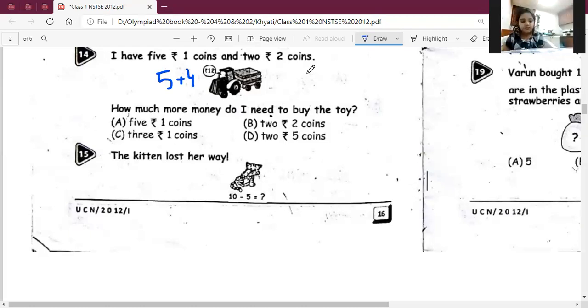Ma'am, D. No, beta. These are the 12 rupees. Toy cost is 12 rupees. I have the 9 rupees. So I will want how many? 12 minus 9 is 3. So, 5-1 coin? No. 2-2 coin? No. 2-5 coin? No. Only C. 3-1 coin, that means 3 rupees. I want only 3 rupees.